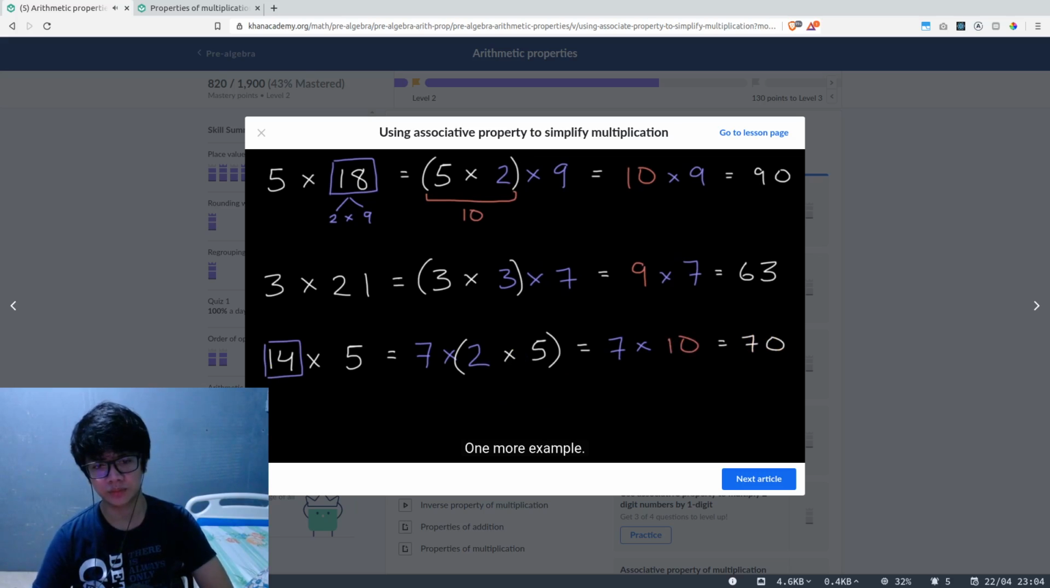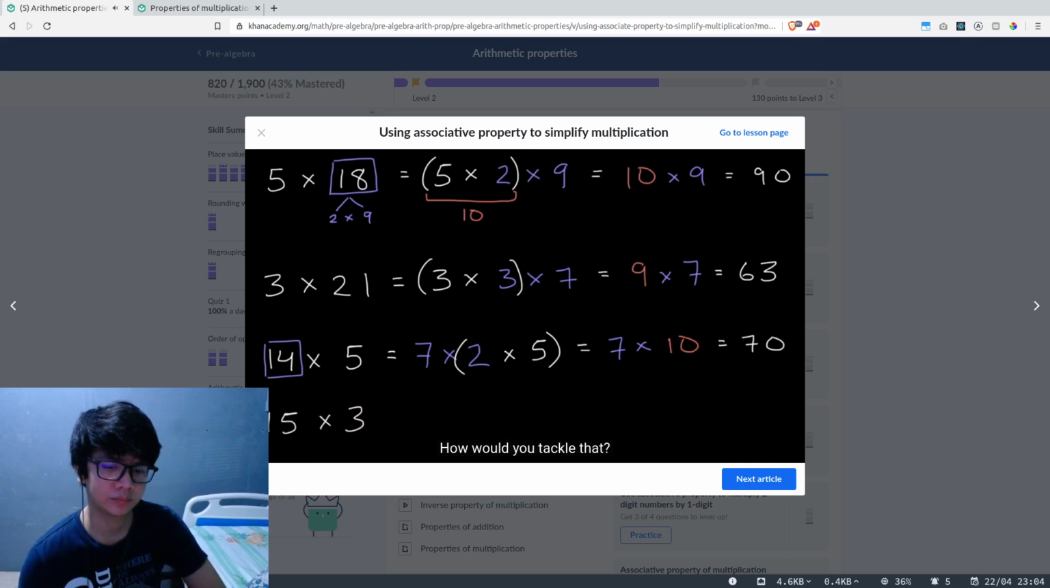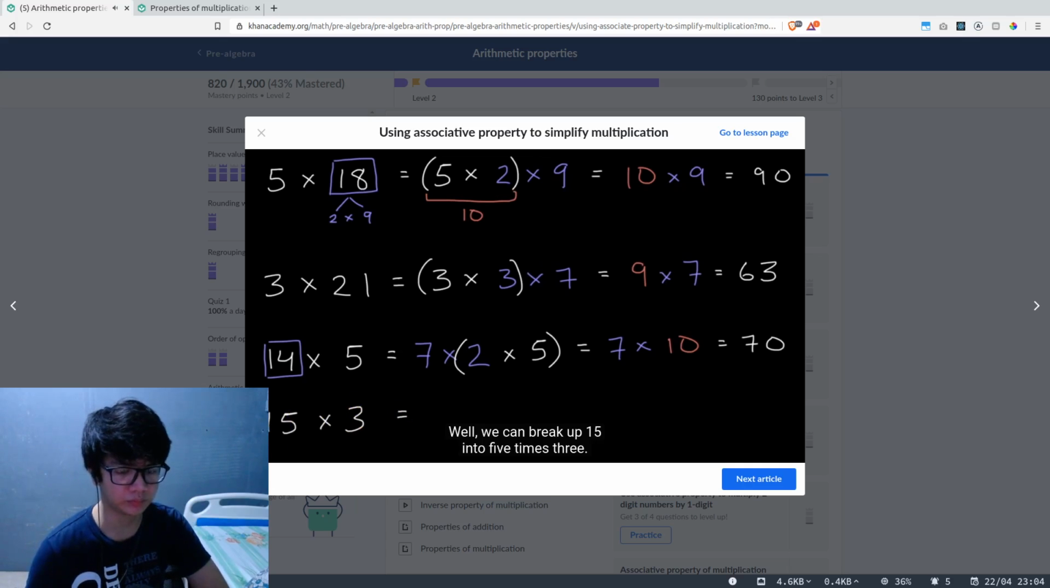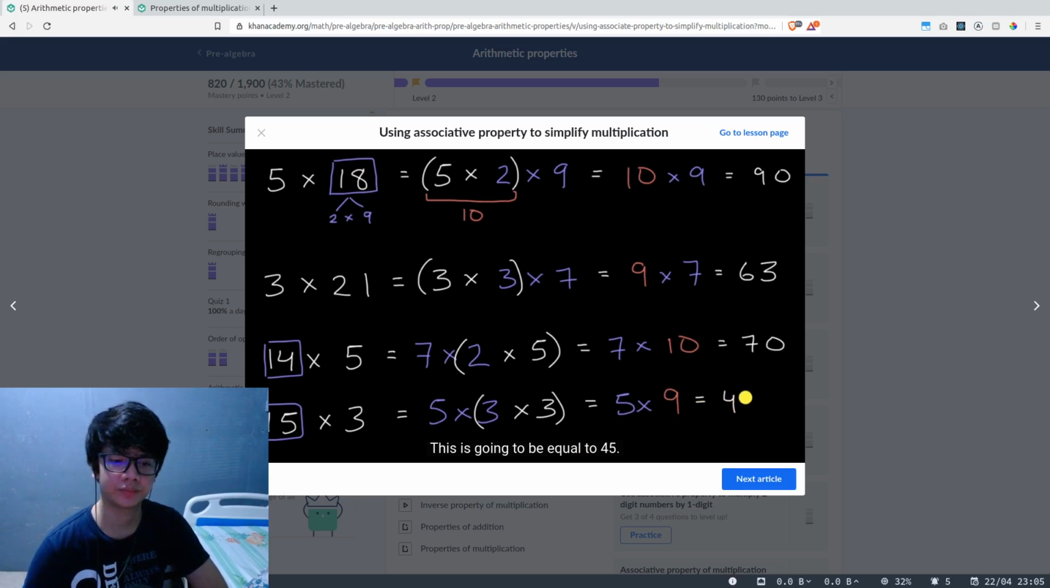One more example. Let's say we want to calculate 15 times 3. How would you tackle that? Well, we can break up 15 into 5 times 3, and then we can multiply that, of course, by this 3. And then we can multiply the 3's together first, and then this amounts to 5 times 9. And 5 times 9, you might already be familiar with this. This is going to be equal to 45. And another way to get to 45, you could say, hey, 5 times 10 is 50, so 5 times 9 is going to be 5 less than that, which is also 45.